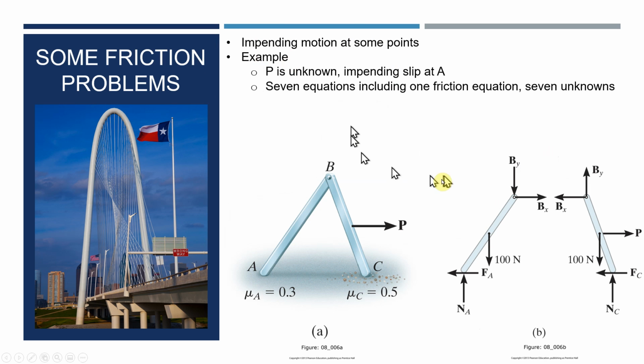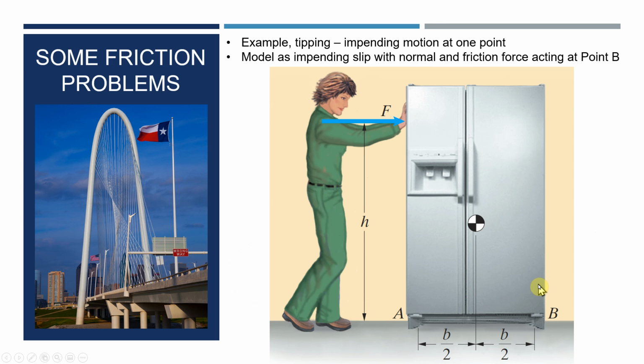Impending motion at one point, for example, point A. Then you have 7 equations. You have 7 unknowns, and you have 6 equations plus the 1 friction equation. 7 equations, 7 unknowns. So here's an example: a refrigerator tipping.